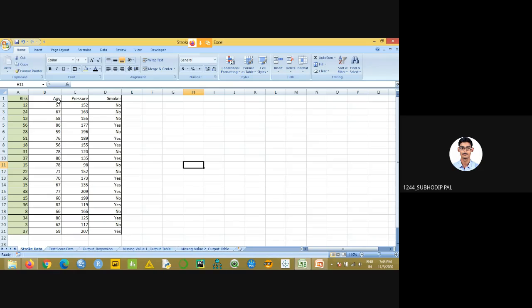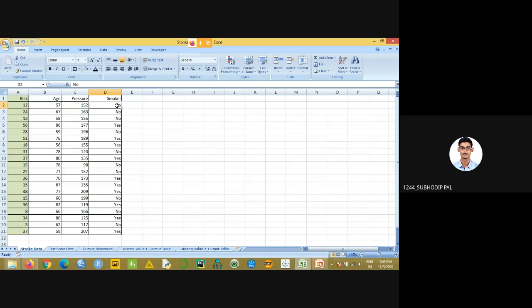So to run the regression, I will take these three as my independent variables, and this is my dependent variable. But I can't run the regression right now. What is the mistake right now, or what is the barrier, you can say? Can you all tell me? Yes, no data in smoker.